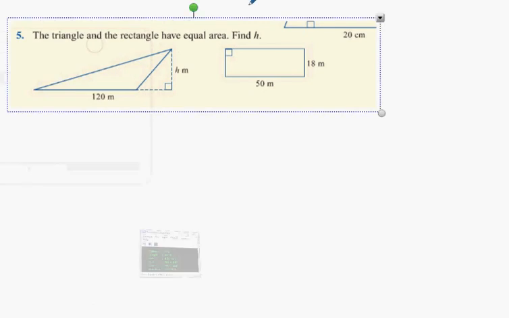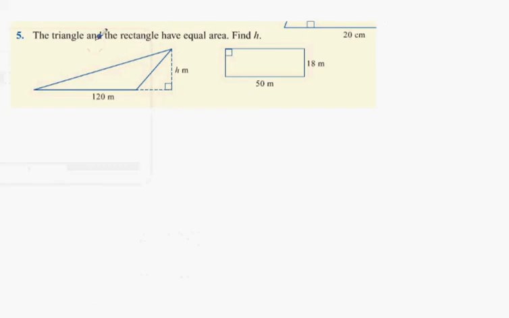Just now, what we get next is this, guys. The triangle and the rectangle have equal area. Find h. Which one's easier to find the area of? The rectangle. And what is the area of that rectangle? 50 by 80. 15 by 18 will get me 900, yeah?